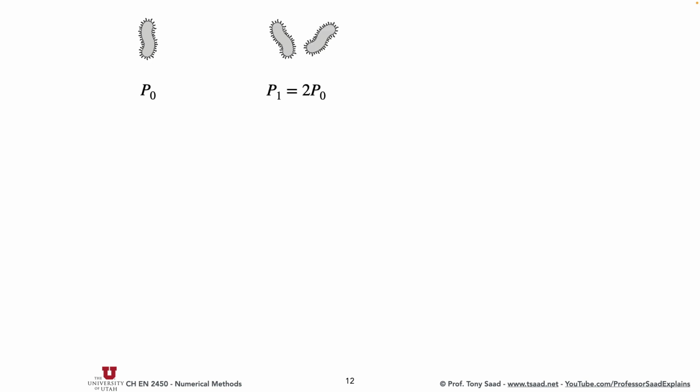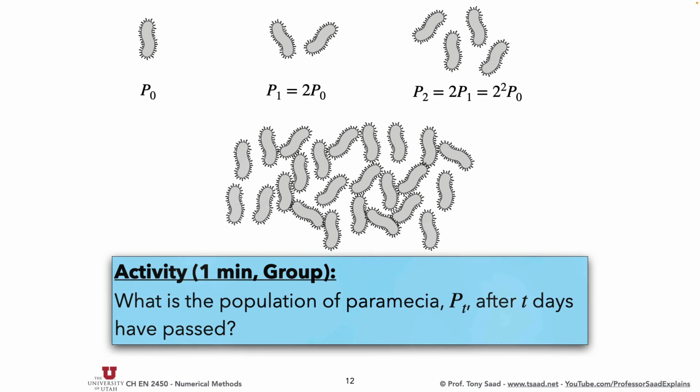After 1 day, you have 2 P0, right? Because now they doubled. Okay? After 2 days, you have 2 times P1 or 4 times P0. Now, what is the population of paramecia after T days have passed? Go. Going to build this together.